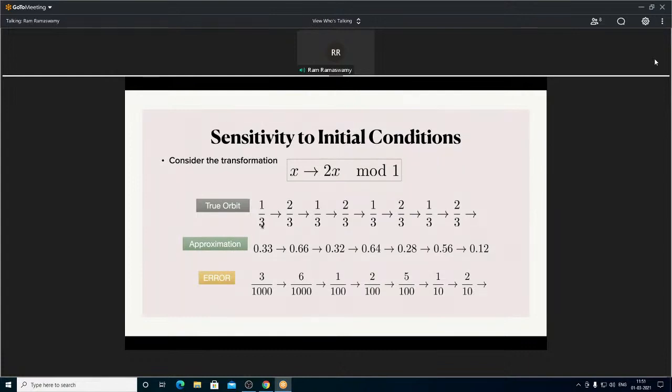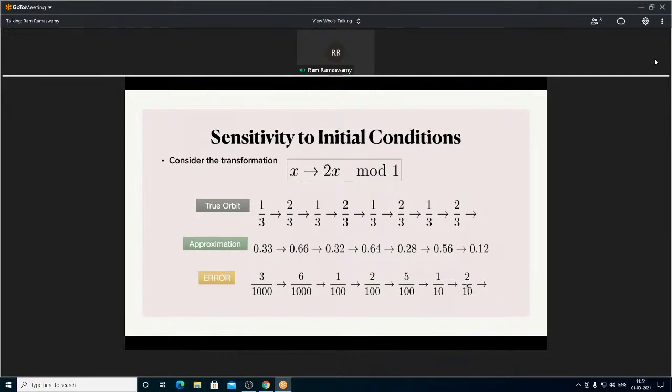So what's the error between the true orbit and the approximate orbit? In the first part, the error was just 3 parts in 1,000. After one step, it was 6 parts in 1,000. After that, it was 1 part in 100. Then it was 2 in 100, 5 in 100, and suddenly it was 1 part in 10. Then it was 2 parts in 10. And you can see where this is going. Pretty soon, the error is going to be 1.